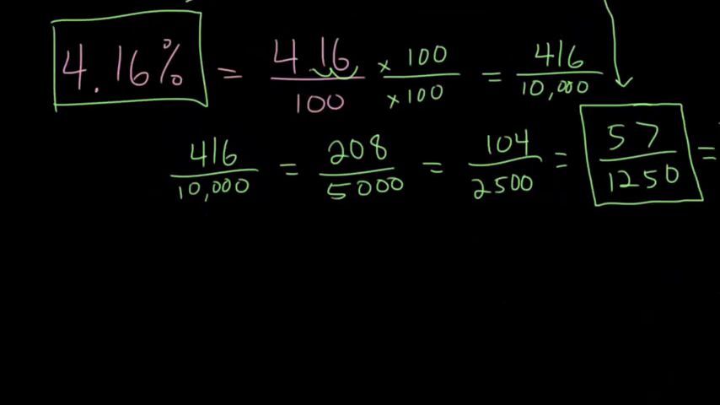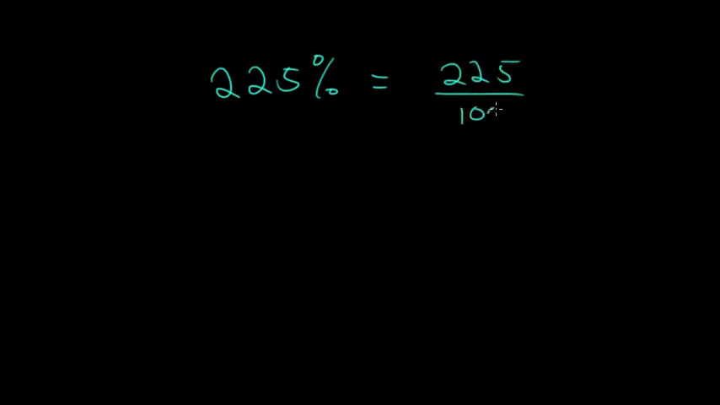And just one more example type so that you've seen it. If you have a number with percent bigger than 100, let's say you have 225%. The process is the same. You'll still write this with division by 100 and then try and simplify.